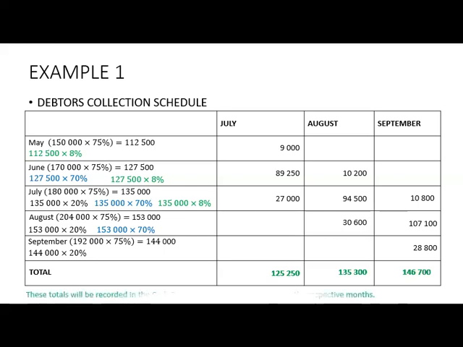These totals will be recorded in the cash budget as receipts from debtors in their respective months. I'm going to go to my cash budget under receipts. I'll have collection from debtors. For July, I'll have that 125,250. For August, I'll have 135,300. And for September, I'll have 146,700. All right. And that is about the debtors collection schedule.